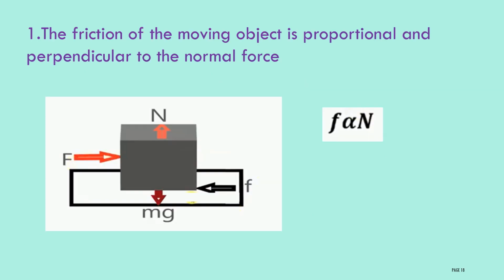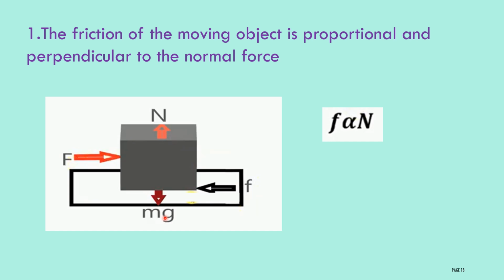Let us discuss the first law of friction in detail. The friction of the moving object is proportional and perpendicular to the normal force. Let us consider a cube. Then you have to place the cube on the ground. Then this cube will possess some mass, equal to small m.